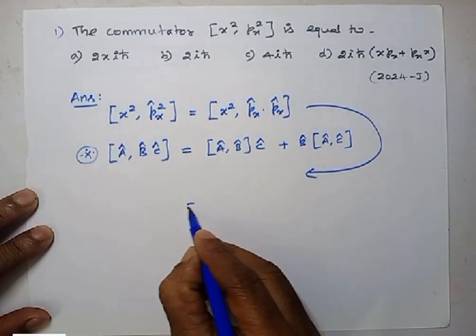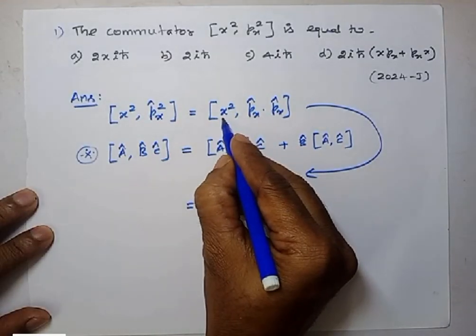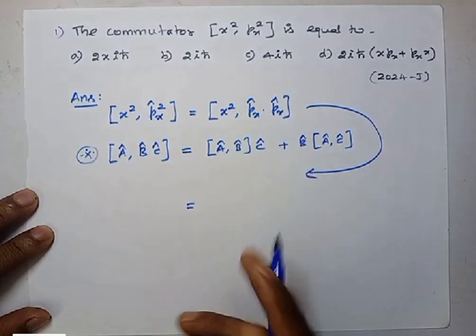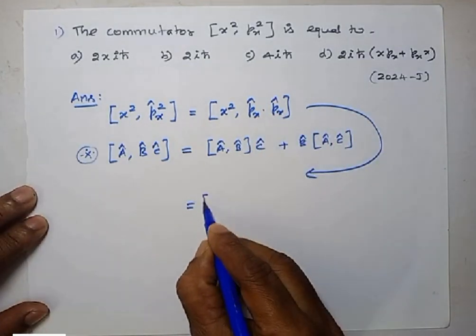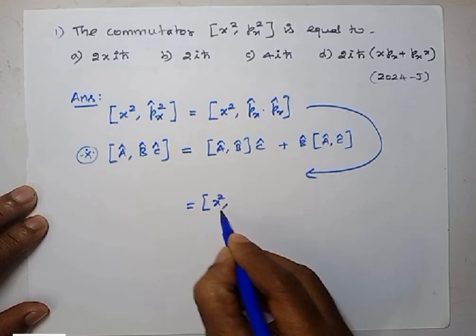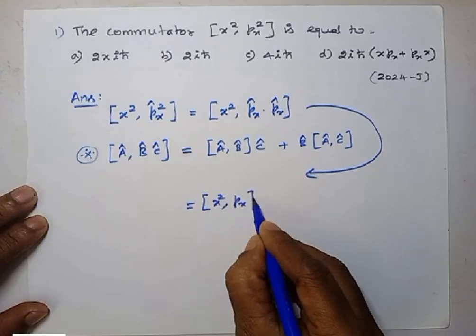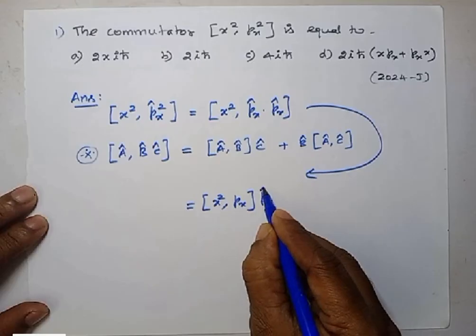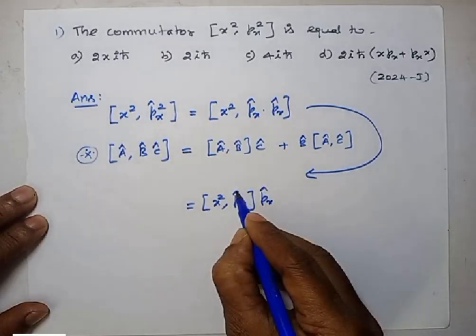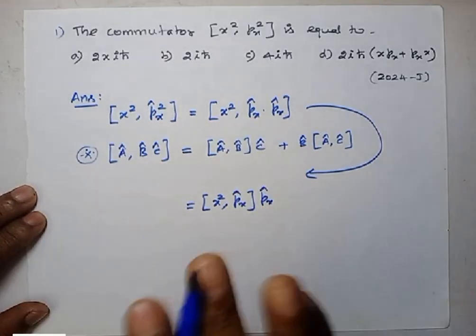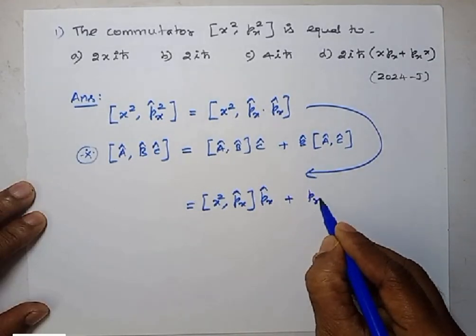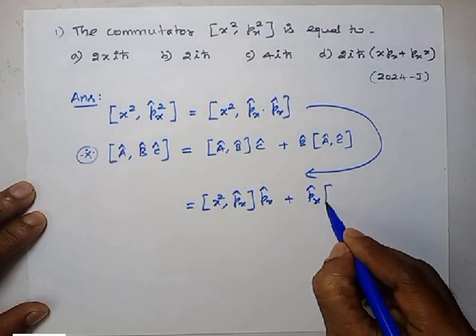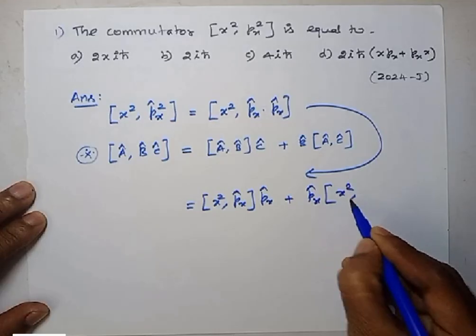So this is now a and this is b and this is c. Now in this case b and c are same operators. So we can separate this as [x², px] into px. I'll put the operator symbol; even if you don't put, nothing wrong in it. Plus, in the place of b, what is b? b is px operator into [a, b].